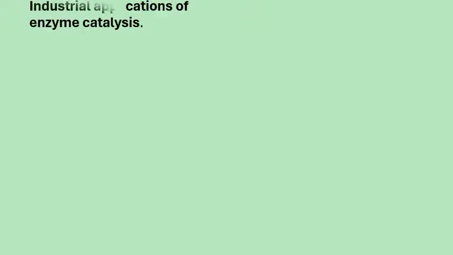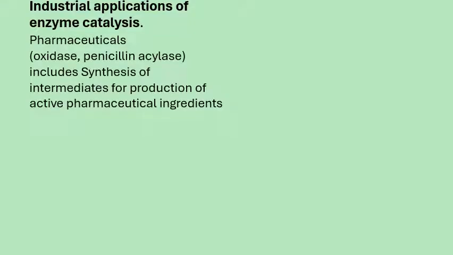So now we want to look at the industrial application of enzyme catalysis. For pharmaceuticals, we have enzymes that are used in the production of antibiotics and other substances that are of pharmaceutical importance. An example is oxidase. We also have penicillin acylase. This helps in the production of antibiotics that are useful for medical treatment.